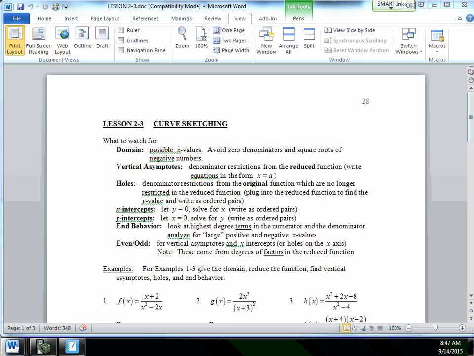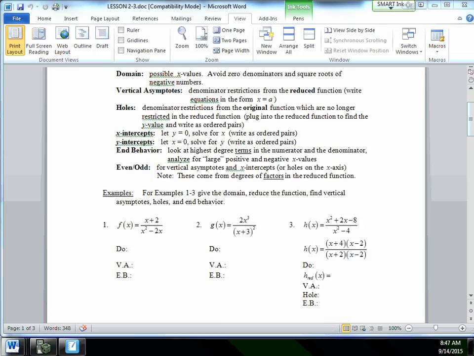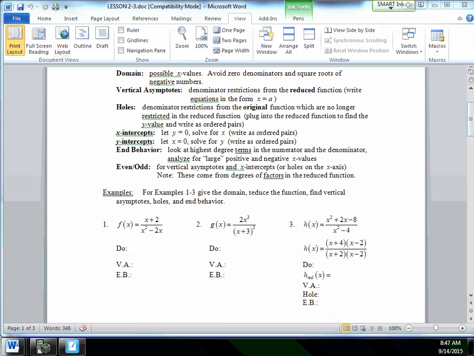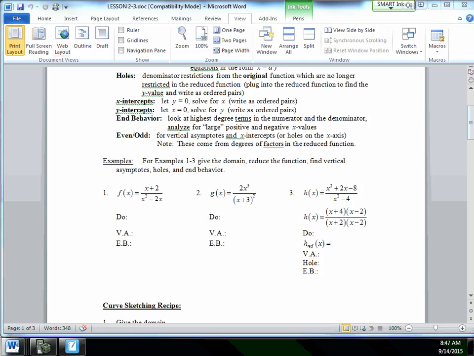Okay, today we're doing 2-3 curve sketching, and we just need to review how to find quite a few things. We're going to talk about domains, vertical asymptotes, holes, x-intercepts, y-intercepts, behavior, and even and odd. So where I first like to start is looking at these problems.